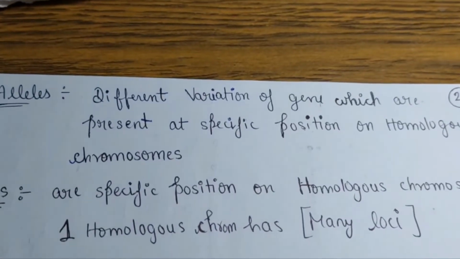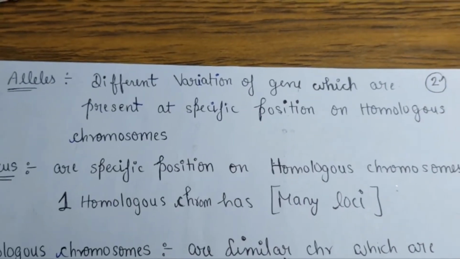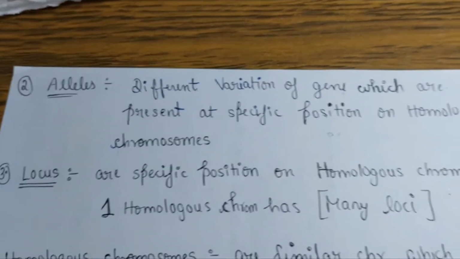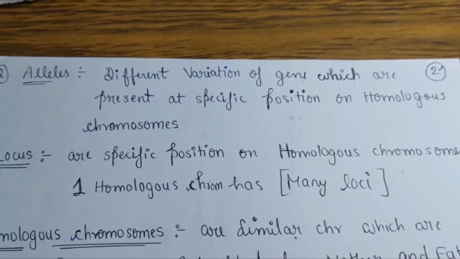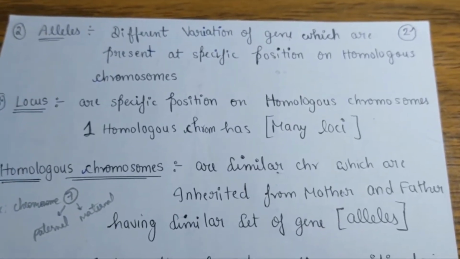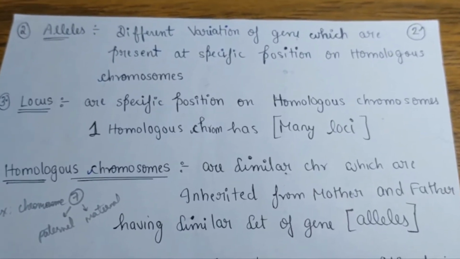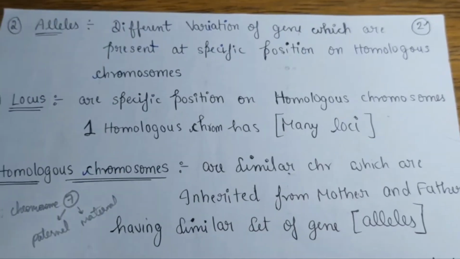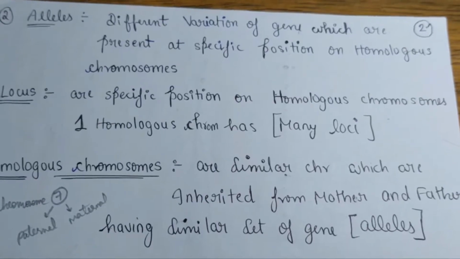What are alleles? Alleles are different variations of a gene which are present at a specific position on homologous chromosomes. A locus is a specific position on a homologous chromosome. One homologous chromosome has many loci, and homologous chromosomes are similar chromosomes which are inherited from mother and father and have a similar set of genes or alleles. An example of homologous chromosomes is chromosome number 7: the paternal chromosome 7 and the maternal chromosome 7 are said to be homologous chromosomes.